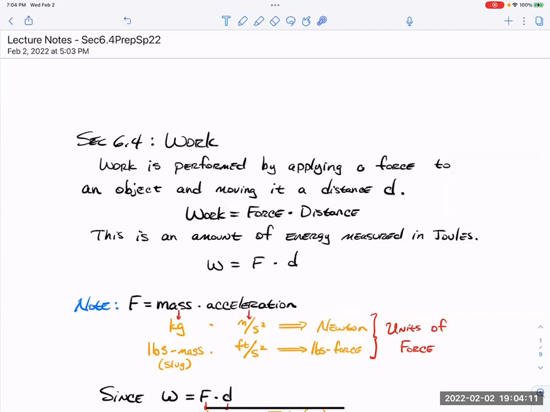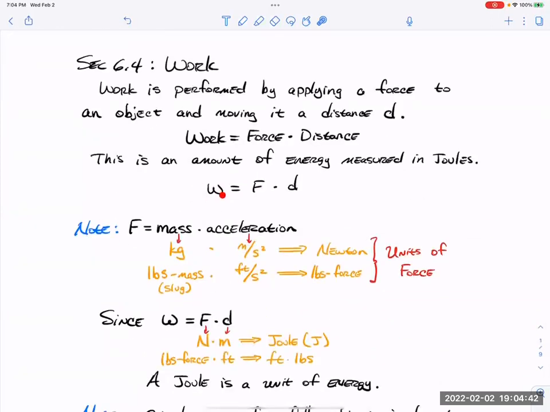Now, this is an amount of energy. Okay, so work is an amount of energy and it's measured in joules. So we do have to discuss a little bit about units and what is a joule, but it's an amount of energy. I mean, you might have taken a physics class or maybe a chemistry class where you talked about kinetic energy and potential energy. Those are units of joules. Okay, so work, we simply abbreviate it with W for work, and it's force times distance.